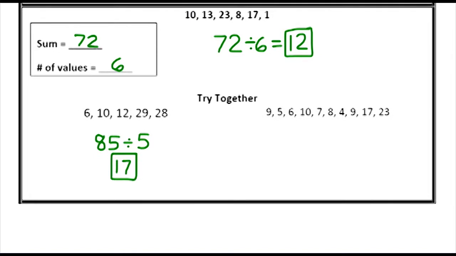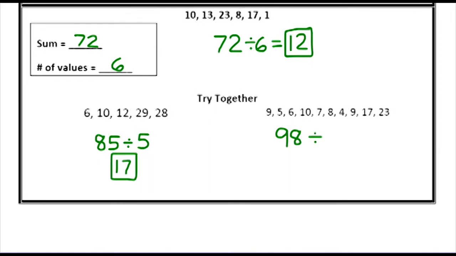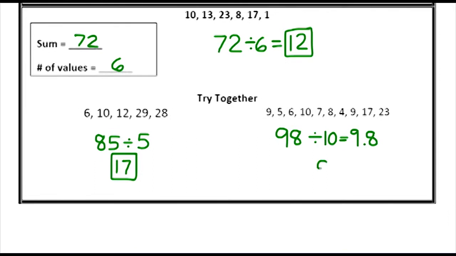A lot of values here. Add them up real quick in my calculator. You should get 98. There's 1, 2, 3, 4, 5, 6, 7, 8, 9, 10 values in all. So I'm going to divide by 10. I'm going to get 9.8. Now, this problem shows you that it's okay to have a decimal as the answer.